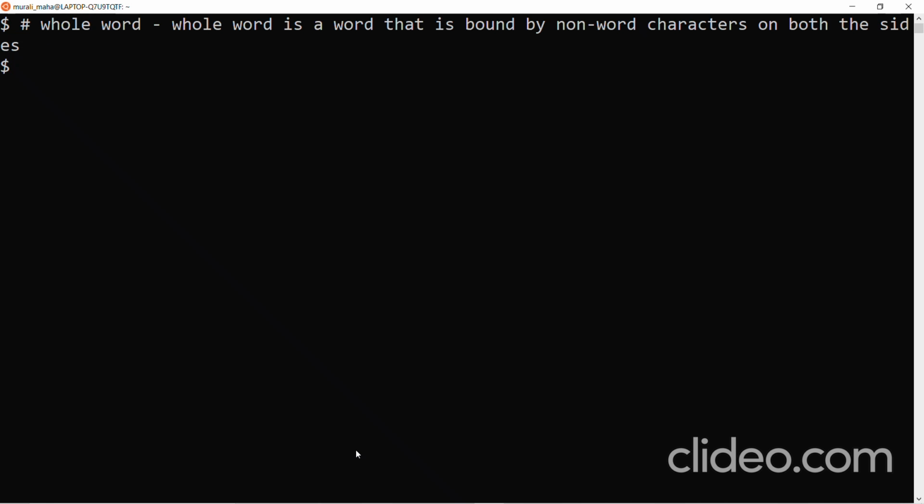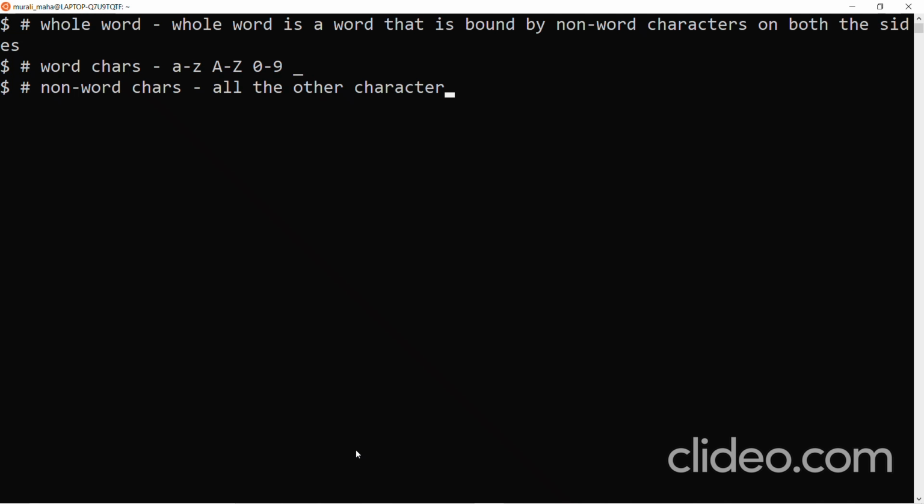Okay, the next question that comes is: which are word characters and which are non-word characters? Word characters are lowercase alphabets, uppercase alphabets, digits, and underscore. These characters are word characters. All the other characters are non-word characters.